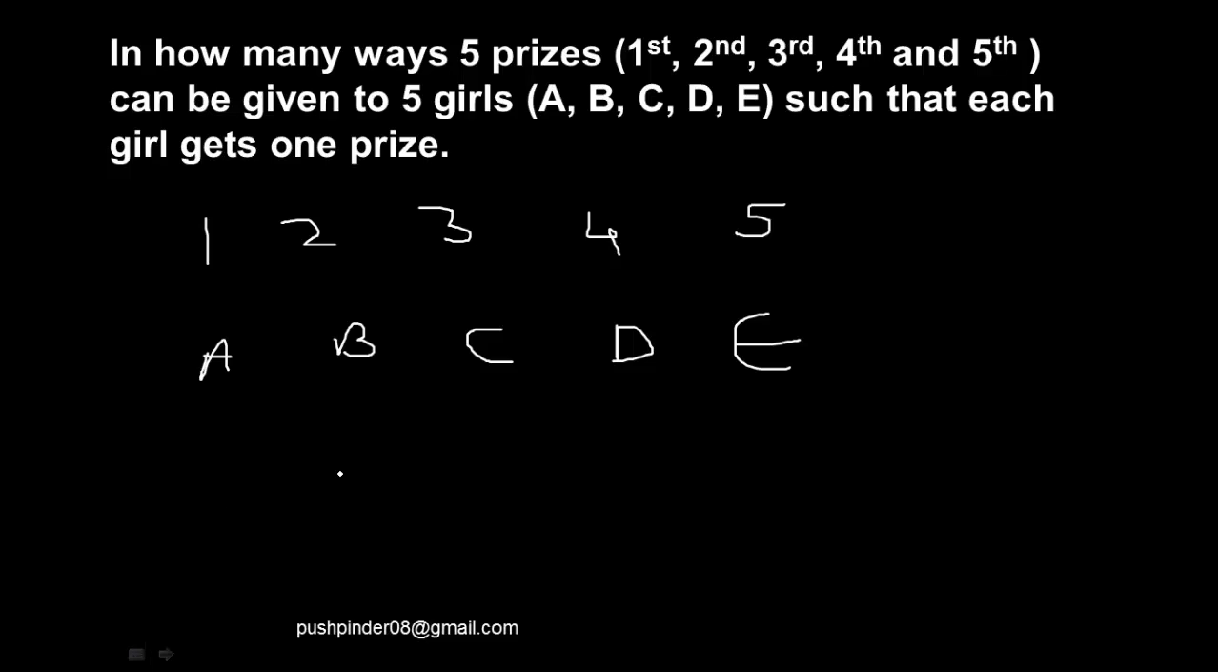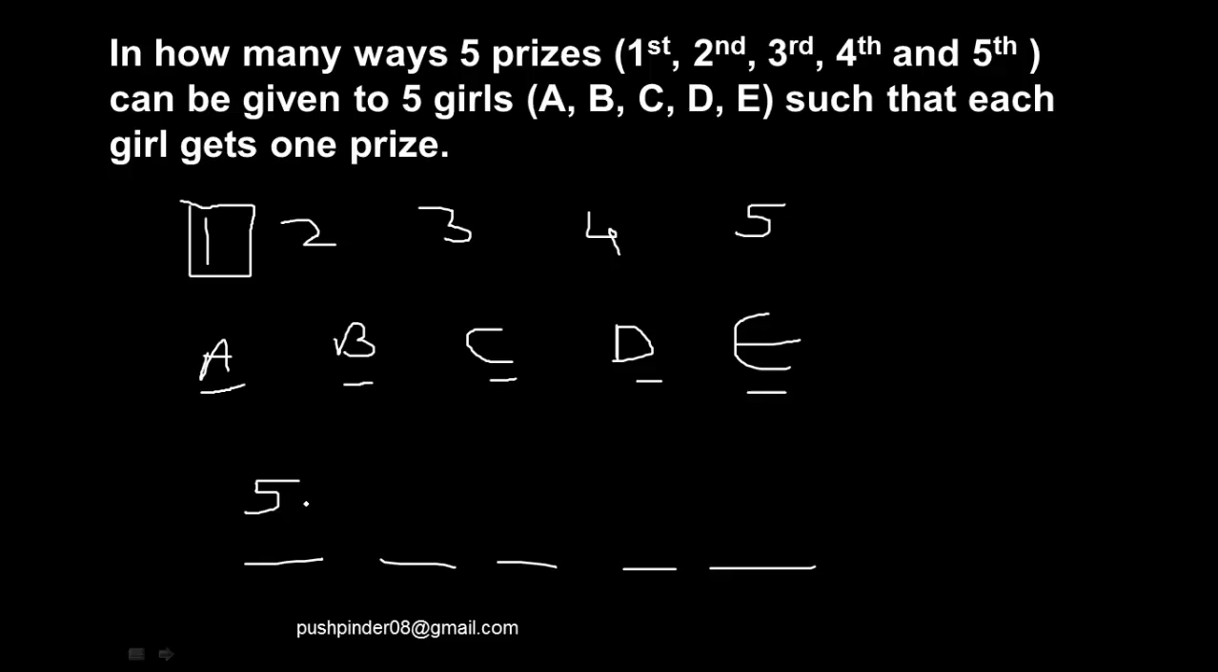What we have to do is draw the number of slots equal to the number of prizes. First you have to distribute the first prize. In how many ways can you distribute the first prize? You can give it to girl A, girl B, girl C, girl D, or girl E. So there are 5 ways in which you can distribute the first prize.